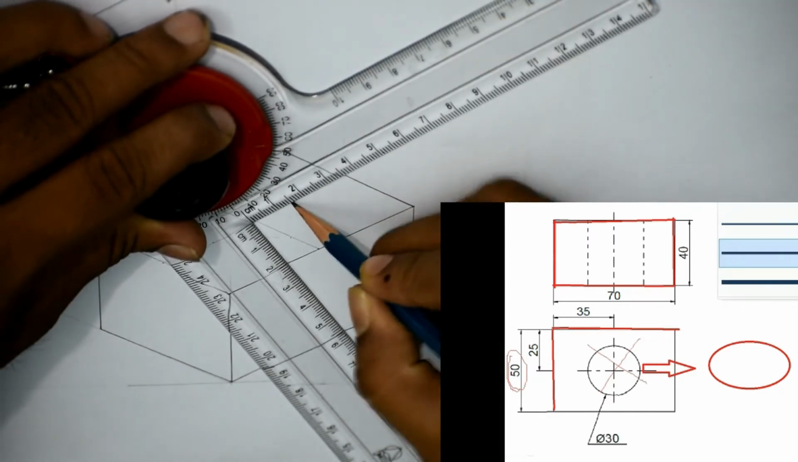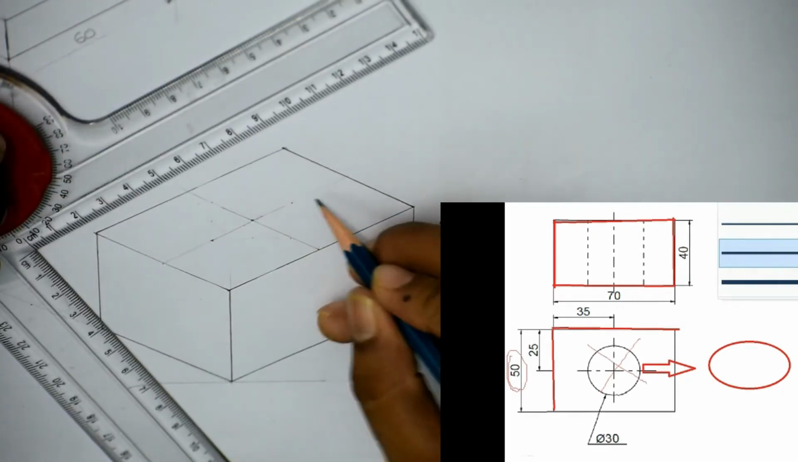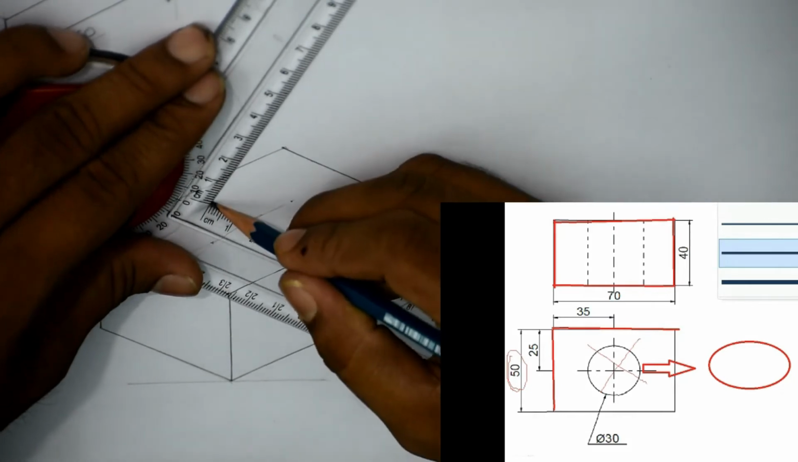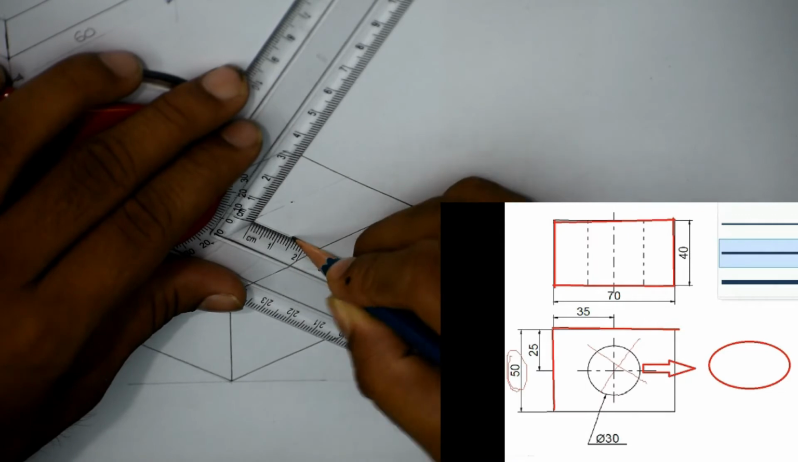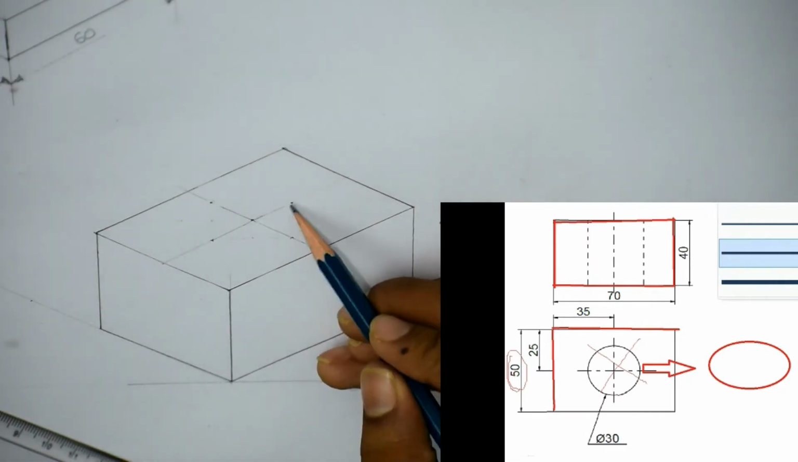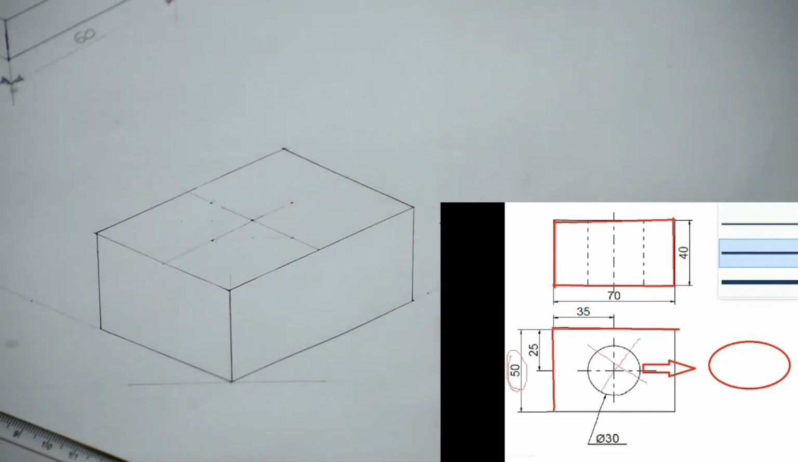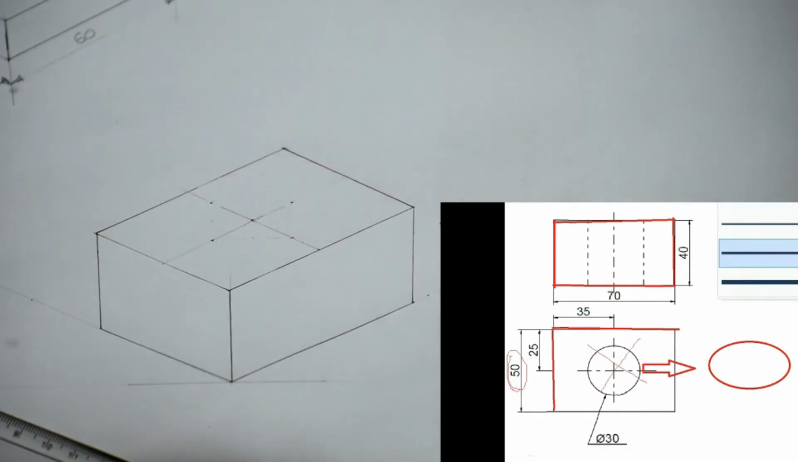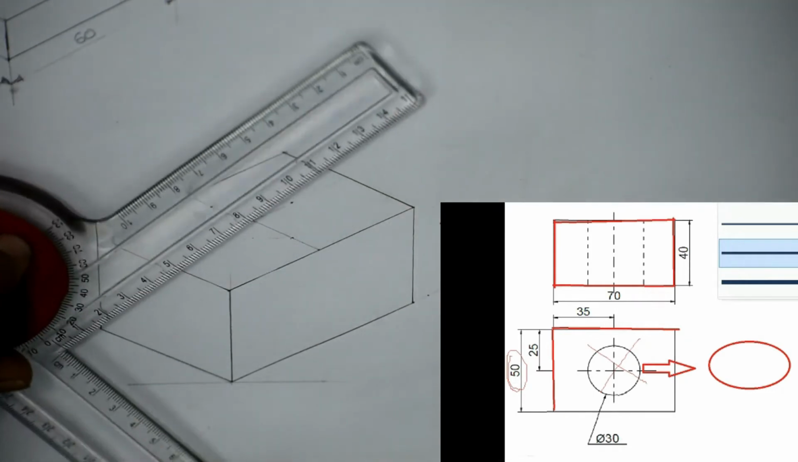So I am marking 15 mm points above and below. This is 15, this is 15, and also on this line, this is 15 and this is also 15. What I have done is, from this center on this line, this distance is 15 and this distance is 15. So this will be 30. The total length is 30. But we have to draw a rhombus here.